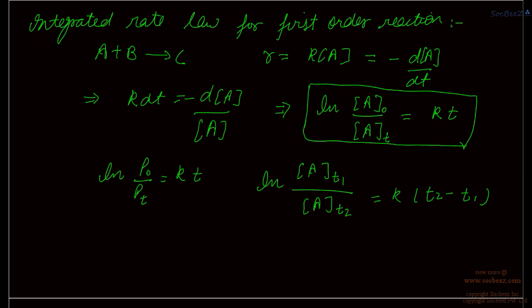We have done nothing here, we have just equated the ln A naught terms for both of these conditions. If we simplify this further, we get the value of A at a particular time t as A naught e raised to the power minus kt. And this is known as Wilhelmy's equation.